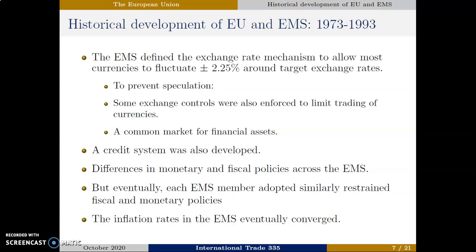As a result, the exchange rate mechanism was redefined in 1993 to allow for bands of up to 15% of the target value in order to devalue many currencies relative to the Deutsche Mark, the German currency. Eventually, each EMS member adopted similarly restrained fiscal and monetary policies, and inflation rates converged. This convergence caused the speculations around the currencies to slow and even stop. You can also refer back to your readings in week 8 by O'Rourke and Williamson on the convergence of prices and trade.